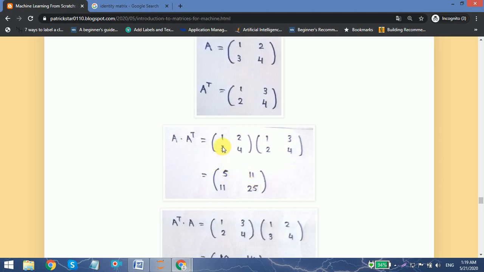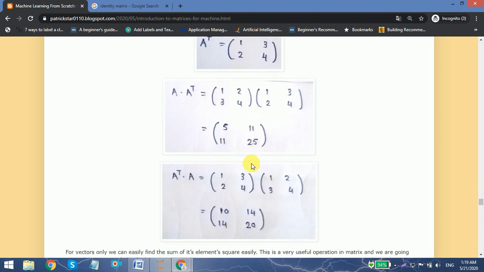So you can check here what the value of 1 square plus 2 square is, which is going to be equal to 5. And what is the value of 3 square plus 4 square? 3 square is 9 and 4 square is 16, so we get 25 here. Okay, so now what is the value of 11? So 11 is 1 into 3 plus 4 into 2, that is 8 plus 3 equals 11. So both of these values are going to be the same.